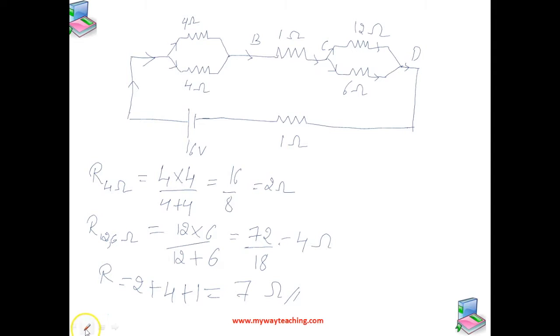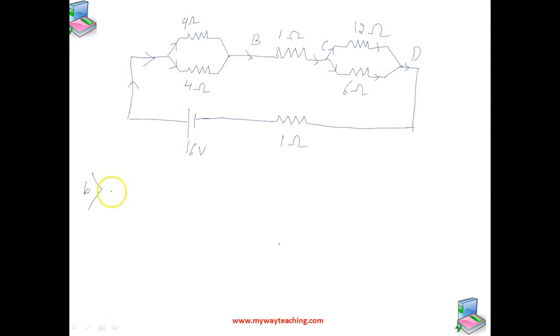Now moving to the second part, the total current I in the circuit, we'll get it by the formula. So this is 16 and R is 7 and the internal resistance is 1, as you can see in the figure. So the total current is 2 amps.